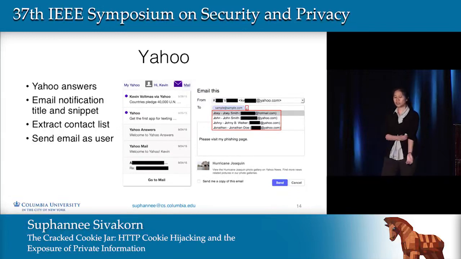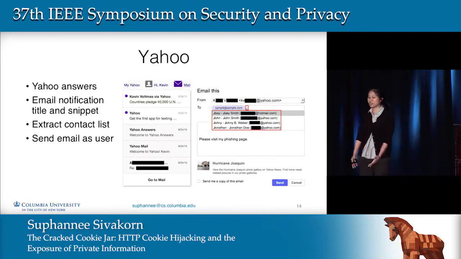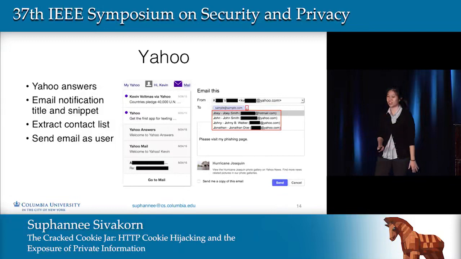Another thing that we get is email notifications, the title of the email, and the snippet of the email message. We're also able to extract the contact list by using the autocomplete feature that they provide when you want to share news with your friends using your Yahoo Mail. We're also able to send email as the user as well. So this is actually a potential leak, by just somebody who's sniffing and gets a lot more information and does such an attack.